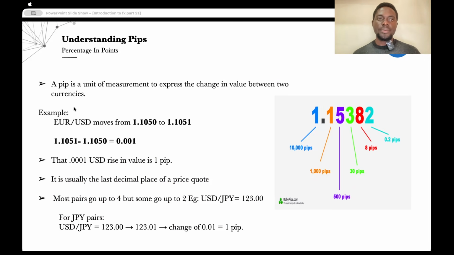Let's go back to this. So Euro USD moves from 1.050 to 1.051. If you minus it, you see that it's left to just one. So that's one pip. There are some currency pairs that have 5 decimal points. The last number, the fifth number, is called a pipette. That is 1/10 of a pip. Do you understand? A 0.0001 USD rise in value is one pip.